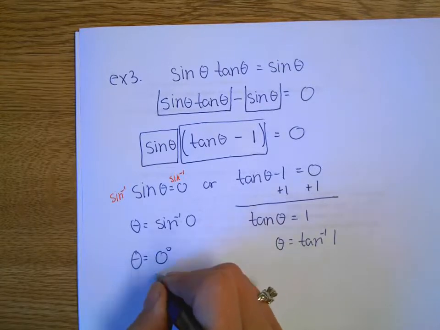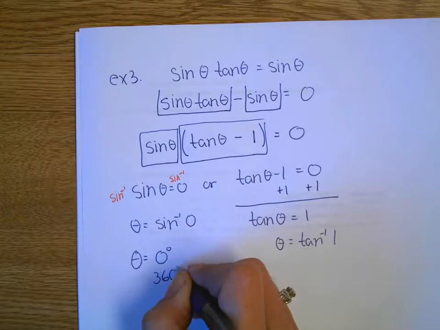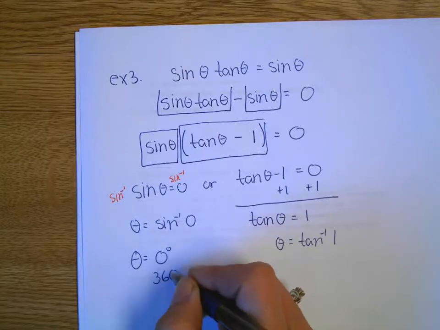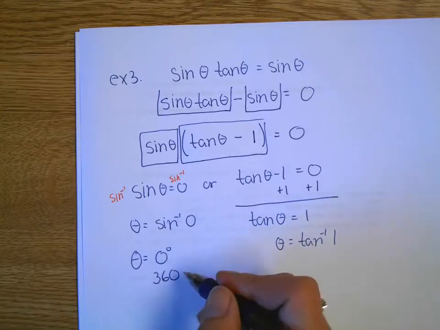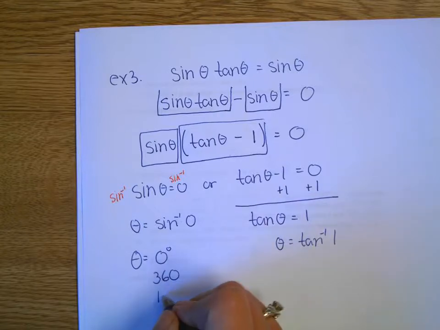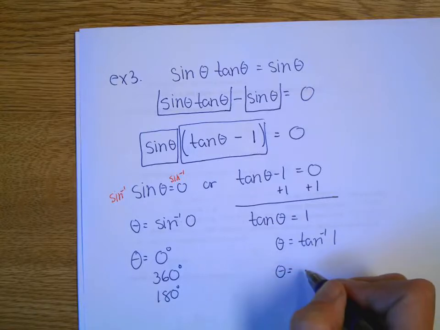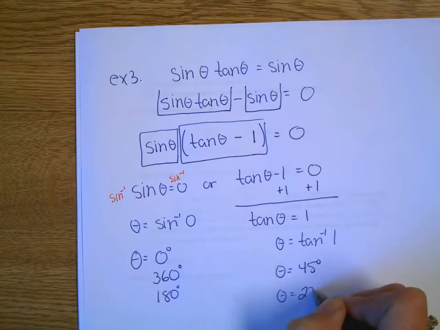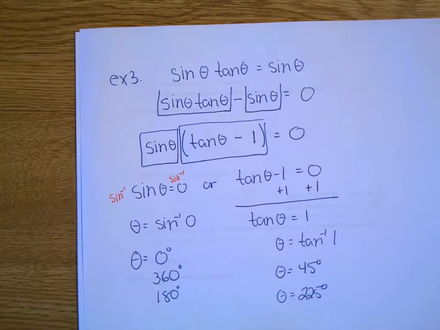0 and 360. Yeah, 0 and 360 are the same spot. I don't even know if the book puts both of these down. They might just put down the 0 and not the 360. I wouldn't mark it wrong if you did, but that's my guess. And 180. And then over here, where does tangent equal 1? 45 and 225. So we had 5 answers there if you include the 360.